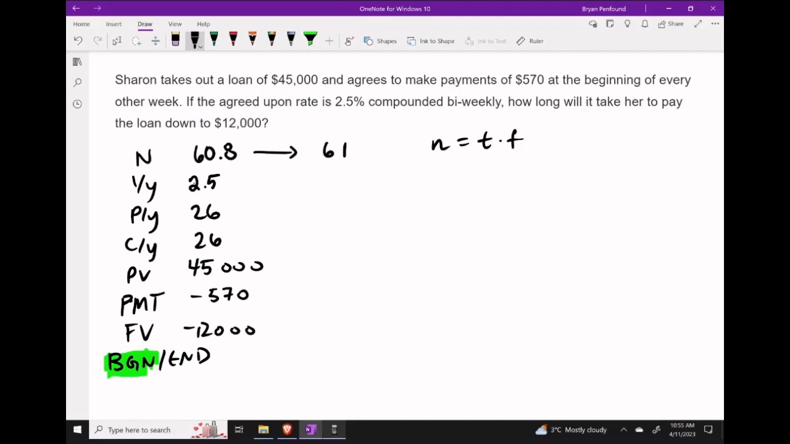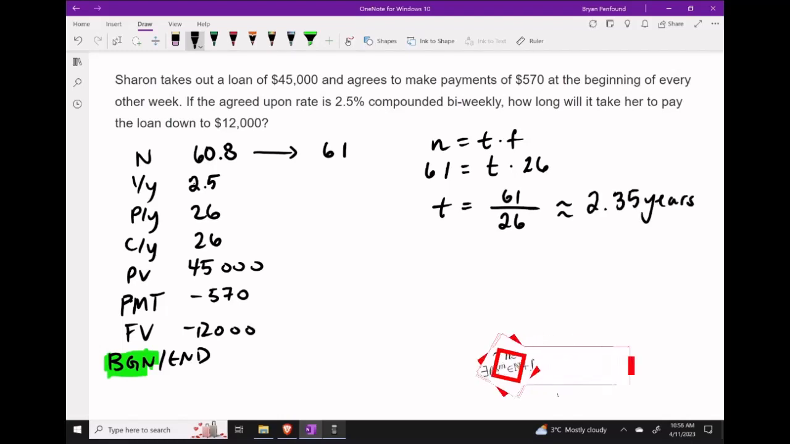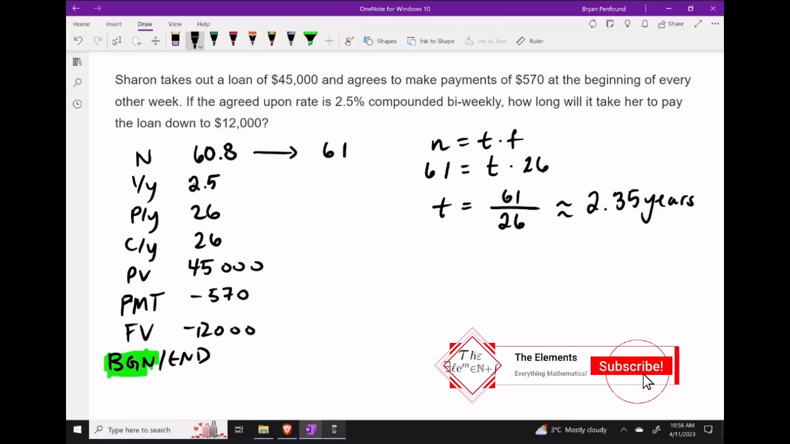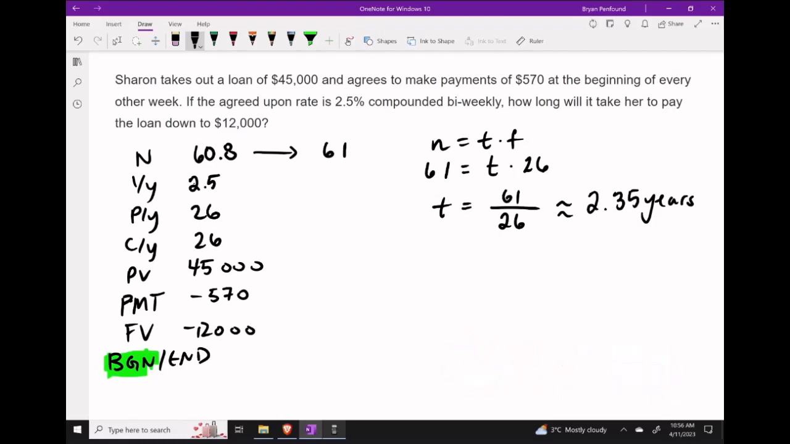And in order to find the term, or how long it's going to take her to pay the loan down, we're going to take our N is equal to 61, and we need to solve for T. So how often are we making these equal-sized payments? Well, we're making them in a biweekly fashion. So F here is equal to 26. This implies if we want to know the length of the term, we should take 61 and divide by 26. And doing that, rounding to 2 decimal places, we get that the length is going to be about 2.35 years.